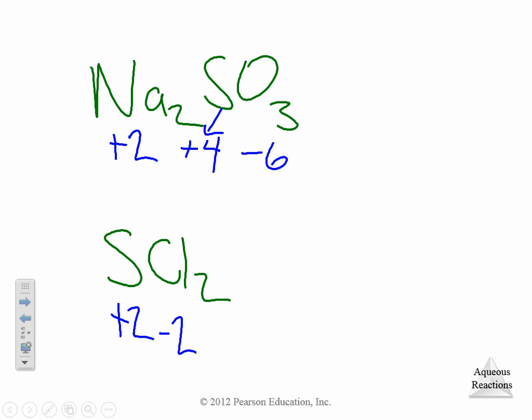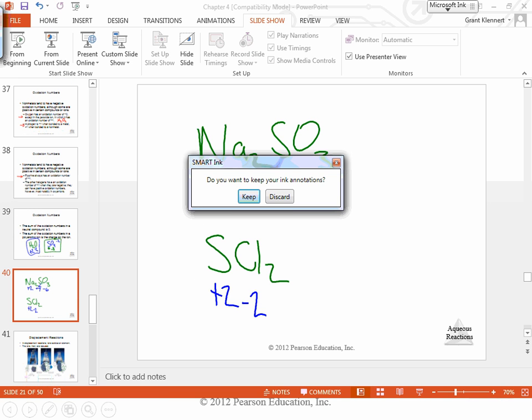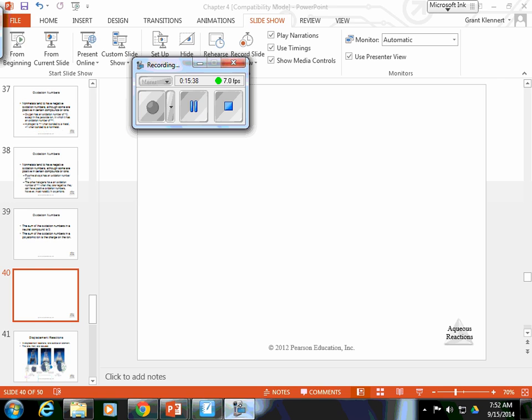So, following these rules, there will be a couple examples on the quiz on kind of how it works. But other than that, that is oxidation numbers, and that is the end of section 4.2.